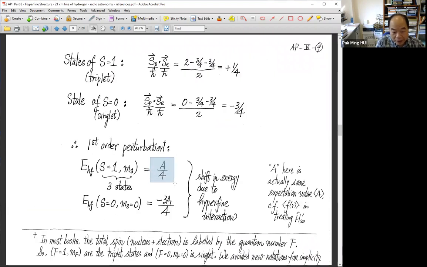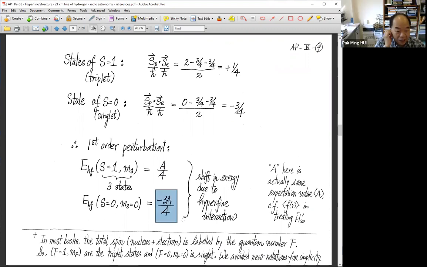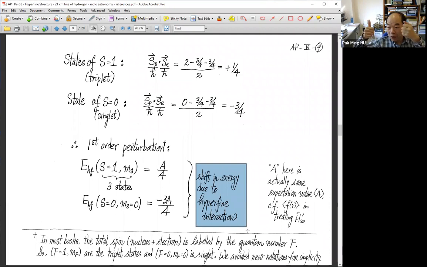Therefore, there is a A/4 that is the triplet state, S equals 1. There is a minus 3A/4 that is the singlet state energy. So we immediately see that there is a shift in energy according to whether the nuclear spin and the electron spin tend to align or tend to anti-align. Okay, this is S equals 0 basically, and this is S equals 1.